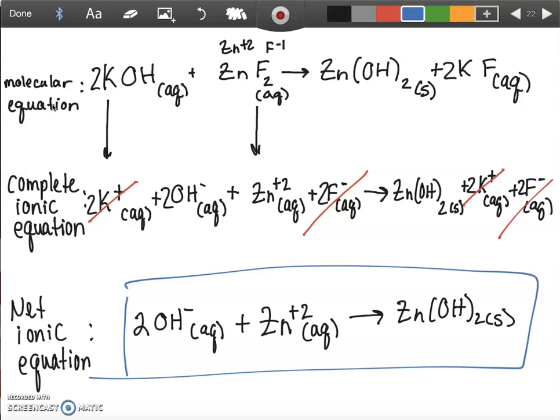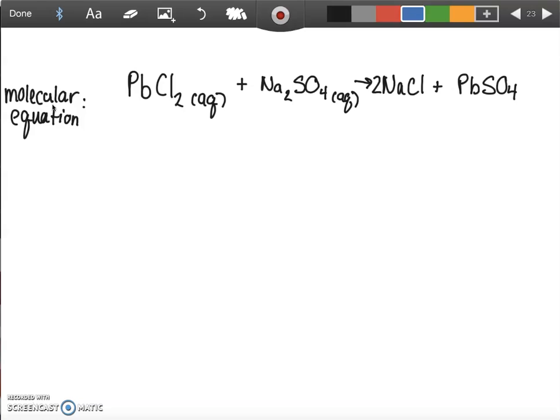Let's do another example. We'll kind of rush through this one because we've only got about 6 minutes left. Okay? Alright, so we have our balanced molecular equation right here. That's great. We now need to figure out whether or not these are solids or aqueous. Okay, and we need our solubility chart.